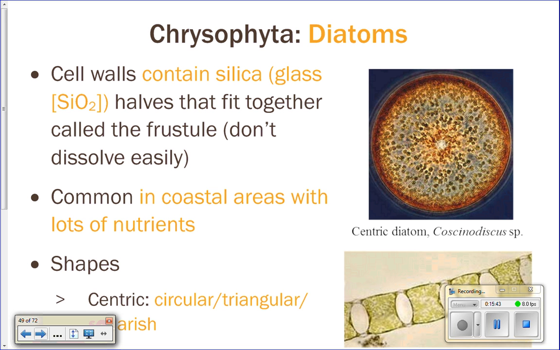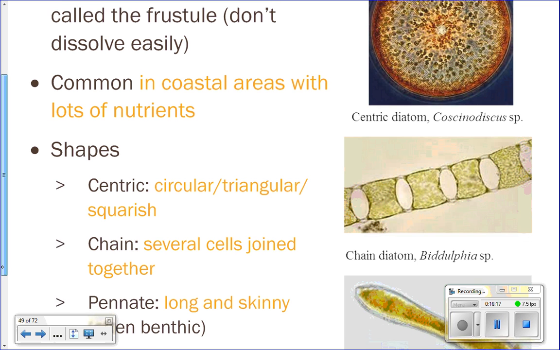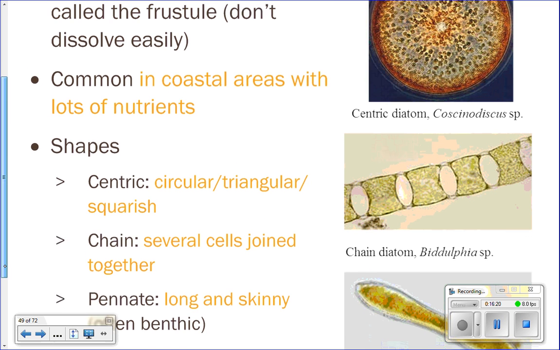Diatoms. Diatoms have cell walls that are made out of silica, or glass. Their glass cell walls are made out of two pieces that fit together perfectly, and we call it a frustule. They don't dissolve easily, clearly, because it's glass, and we put water into glass because it doesn't dissolve and it holds water well, right? So their frustule does not dissolve easily, which has some implications for their reproduction, which I will talk about in just a moment. But there are three major shapes of diatoms, and you saw these in your lab.